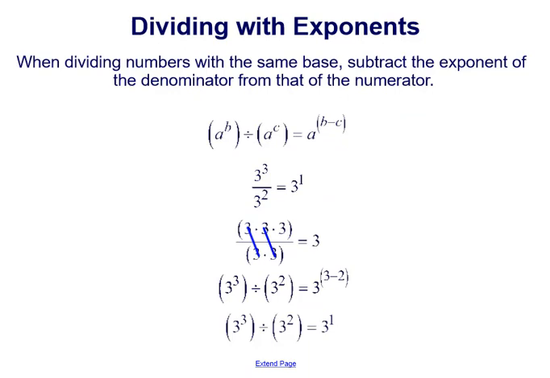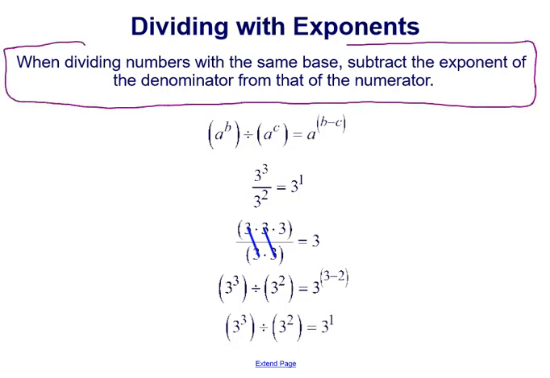Now, when dividing numbers with the same base, we want to subtract the exponent of the denominator from that of the numerator. This is our second property. Almost the opposite. We dealt with multiplying with exponents. Now this is dividing with exponents. So we have any base a raised to the exponent of b divided by that same base of a raised to the exponent of c equals a to the b minus c. We're subtracting those exponents. So here in our example, we have 3 to the third divided by 3 to the second. We can subtract 3 minus 2 to give us 3 to the first.